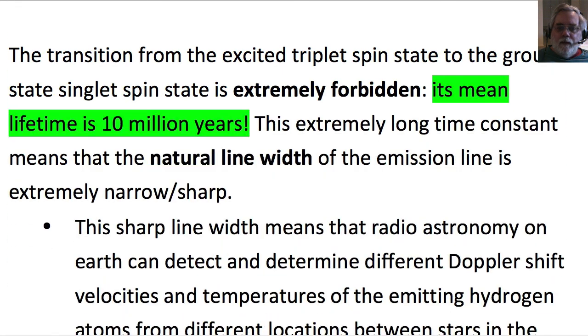The transition from the excited triplet spin state to the ground state singlet spin state is extremely forbidden. Its mean lifetime is 10 million years. This extremely long time constant means that the natural line width of the emission line is extremely narrow and sharp, which is why it has such a precise value of wavelength and frequency.